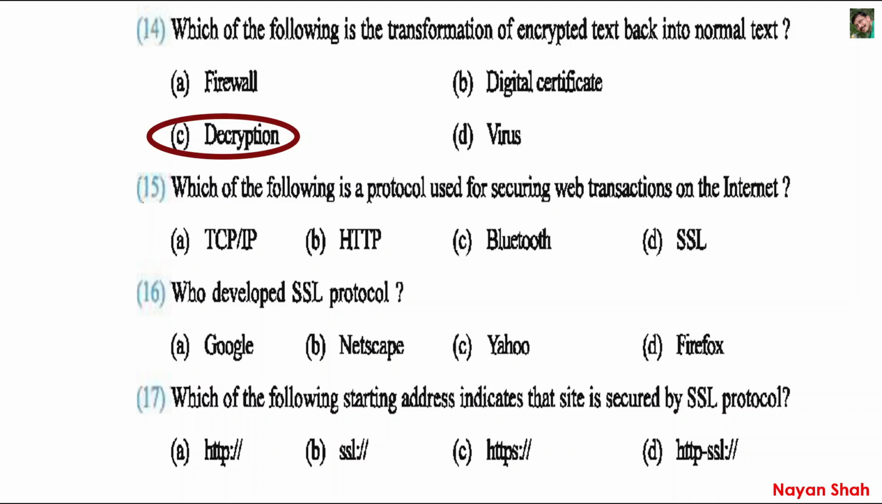Question number 15. Which of the following is a protocol used for securing web transactions on internet? So TCP/IP is not protocol for web transaction. HTTP is also not a protocol for web transaction. Bluetooth is not a protocol for web transaction. So it is obviously SSL, secure socket layer. SSL is the protocol used for securing web transactions on internet.